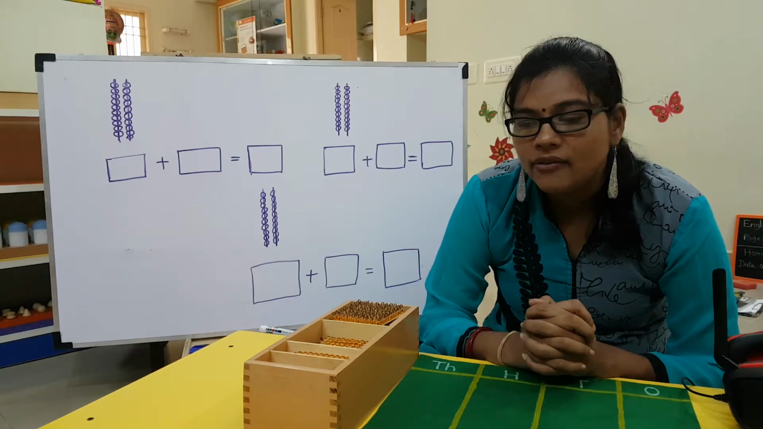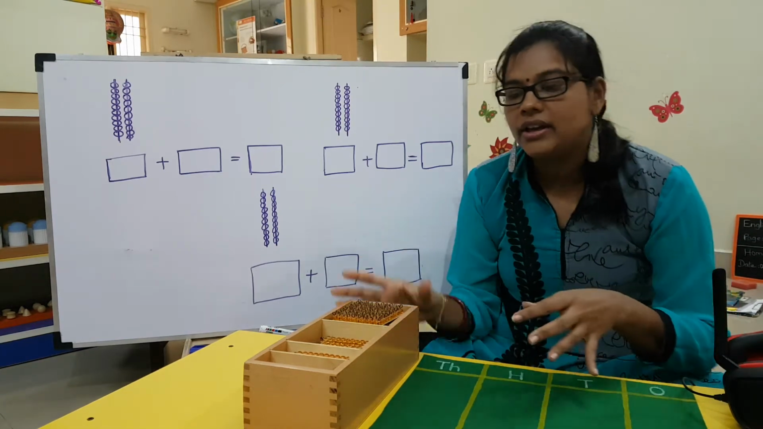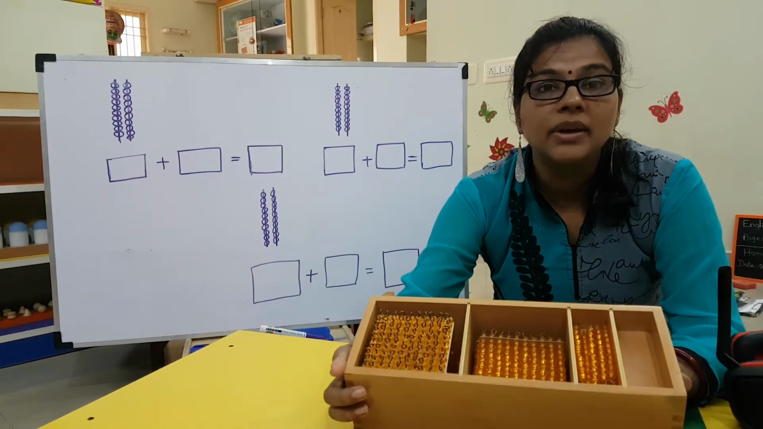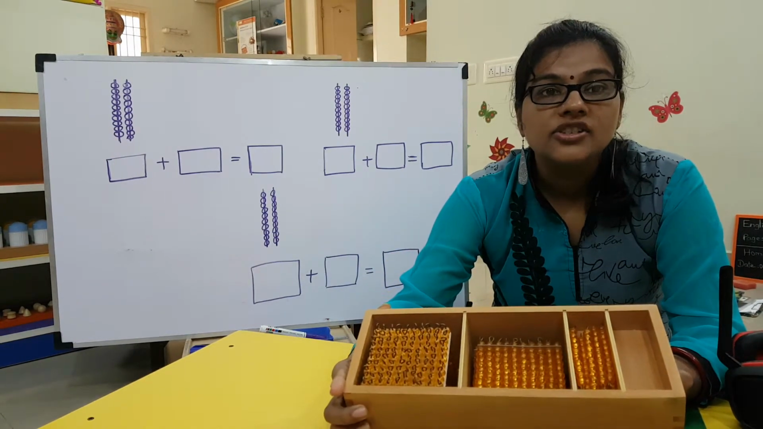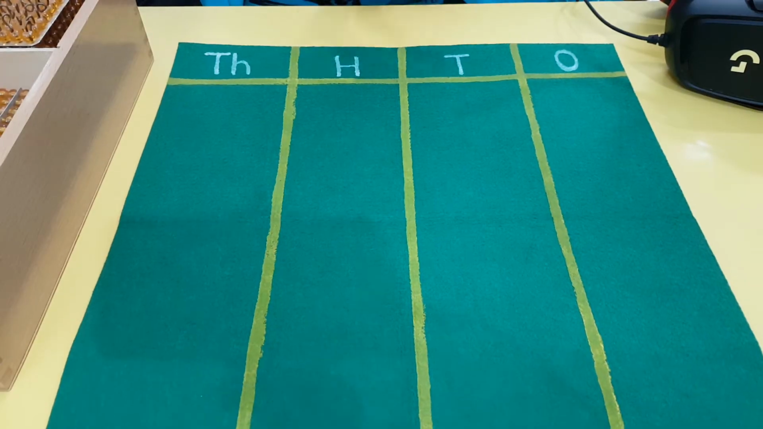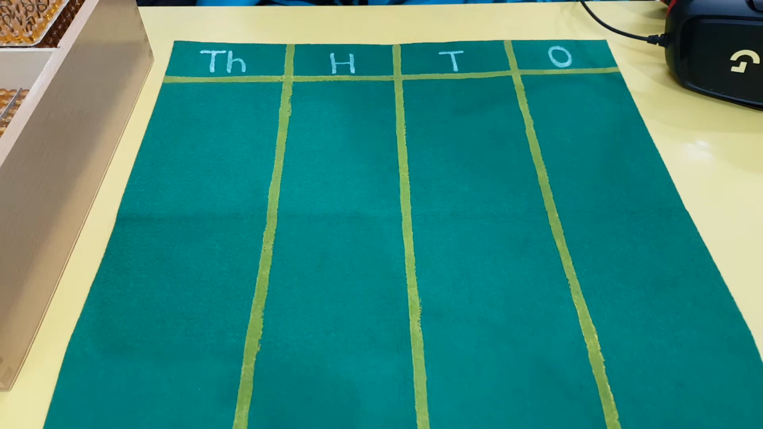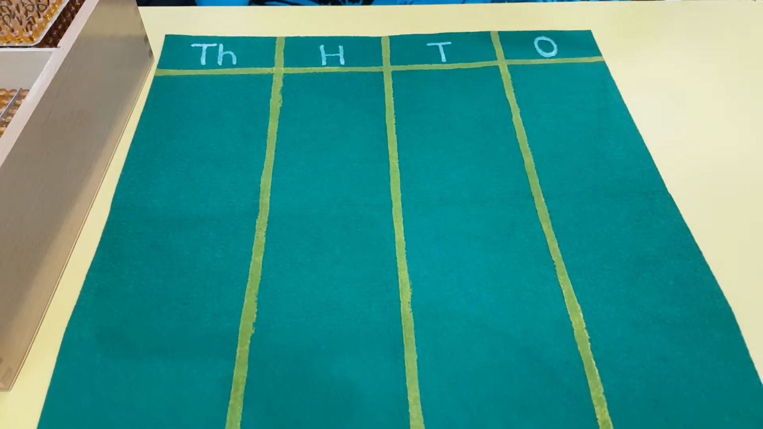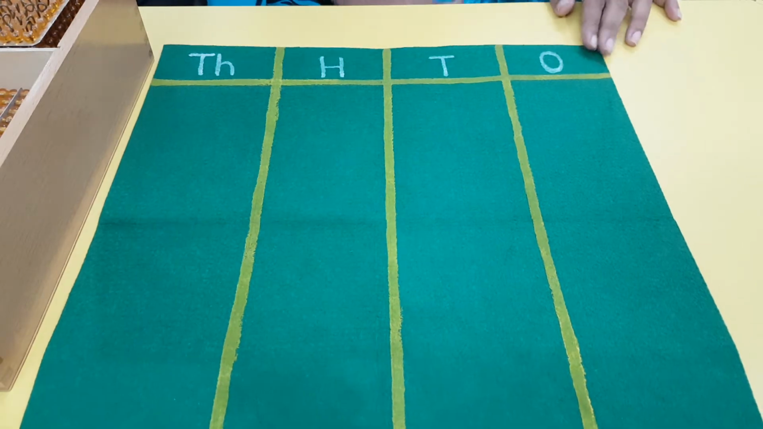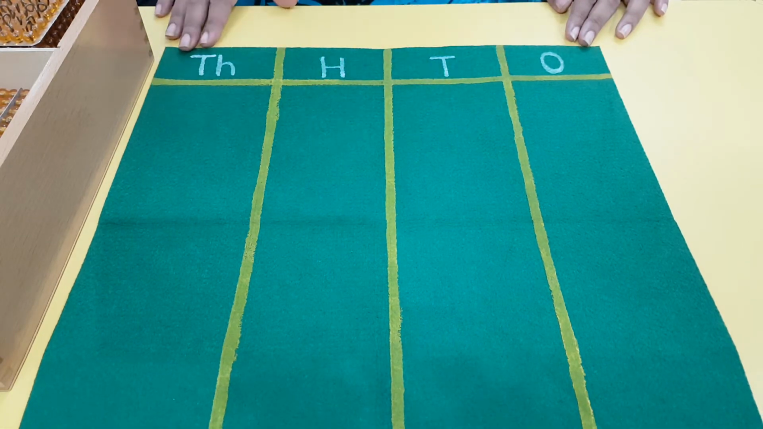Shall we go ahead and have a look? Shall we go ahead and revise in the decimal system static part, bead material and card material? Shall we go ahead and revise once? Okay, come. So we are going to start with the activity today. As you all know, as you all remember, we are going to work on this.